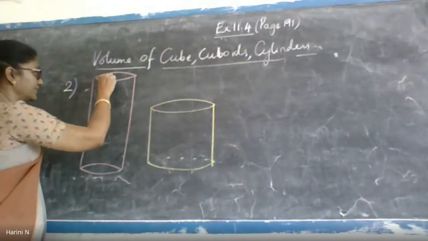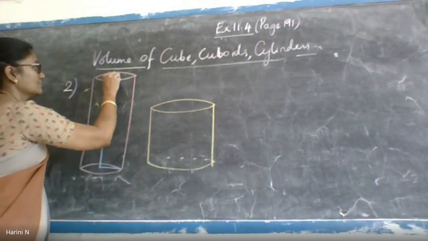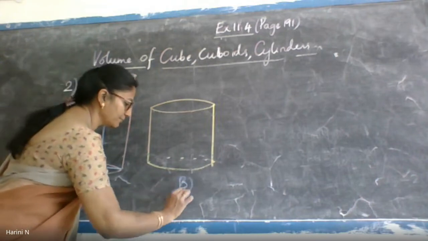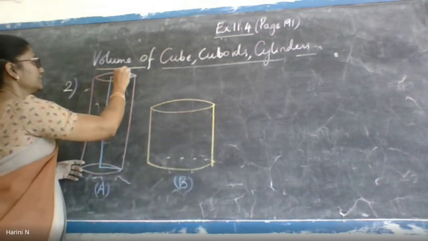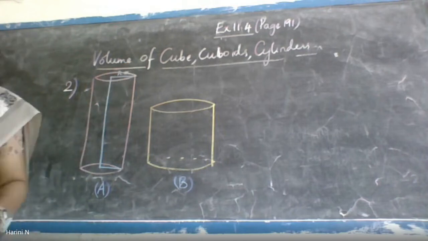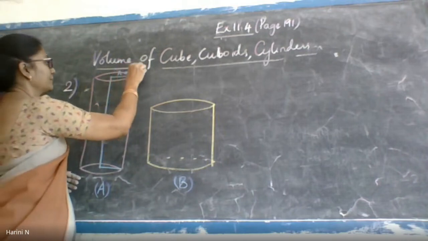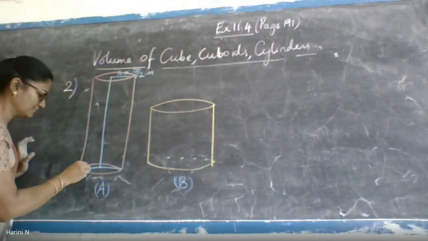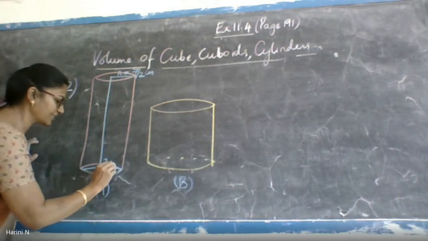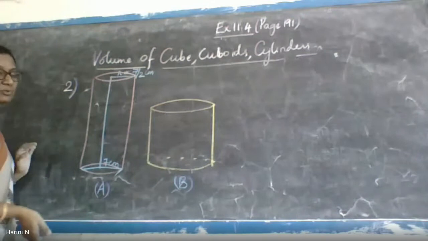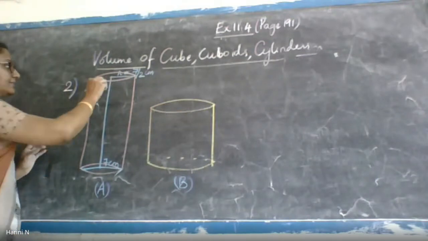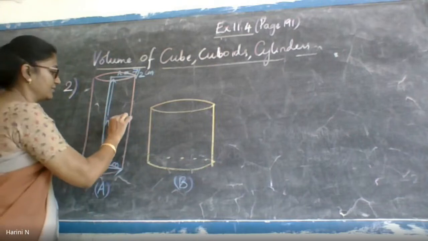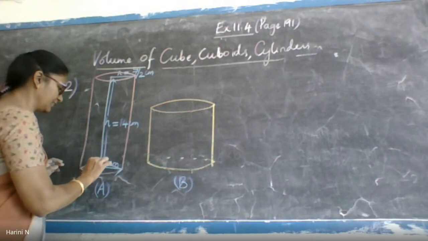Now you have the radius and the height of both the cylinders given. This is cylinder A and this is cylinder B. Here the radius of the first one, 7 is the diameter, so it will be 7 by 2 centimeters. Followed? Because the diameter is given as 7. This total length is given as 7 centimeters, so radius will be half of diameter, which is 7 by 2. And the height is given as 14 centimeters. So this is for the first cylinder.